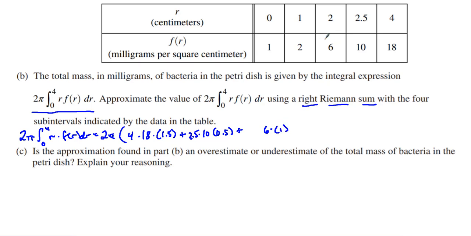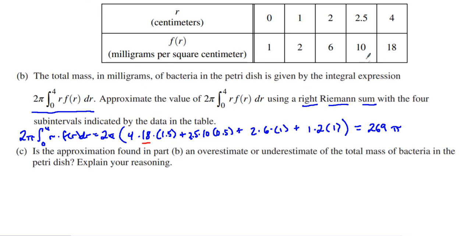Plus, we go to the next point, which is 6 times the difference between 1 and 2. That's a difference of 1, times the r, which is 2. Plus, the next point is 2 times the difference between 1 and 0. That's a difference of 1, and our r is equal to 1. We do all of this, multiply all of these things, multiply by 2, and carry the pi, and I got 269 pi. Let's take a look at the units of this.